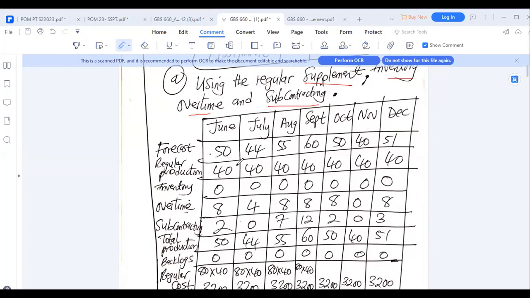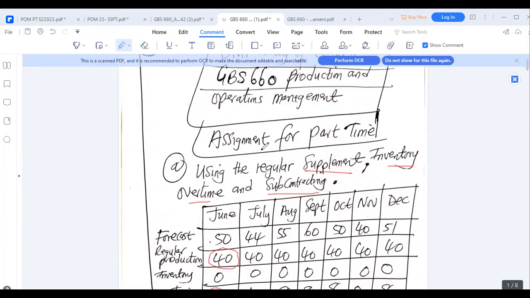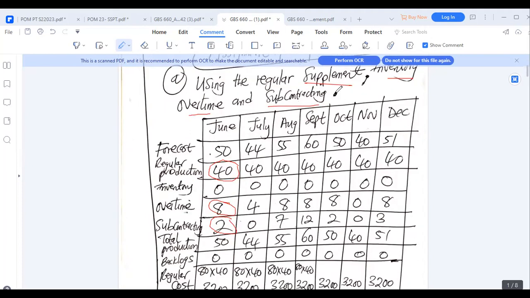So in June, on a regular basis, we should produce 40. Now, to meet the demand of 50 units, we should go for an overtime of 8 units and subcontracting of 2 units, so that the total comes to 50 units as we produce to meet demand. So for this one, you simply say produce to meet demand.